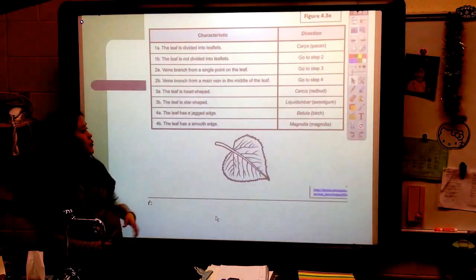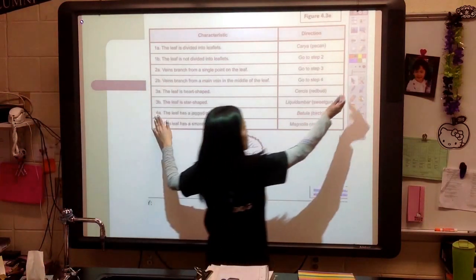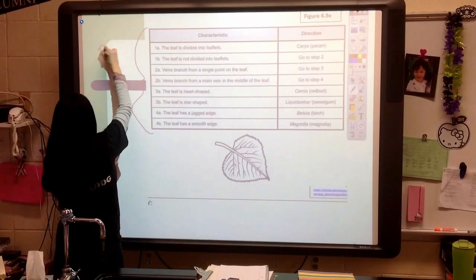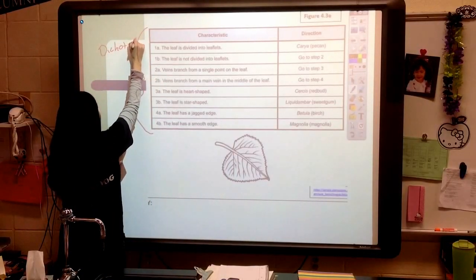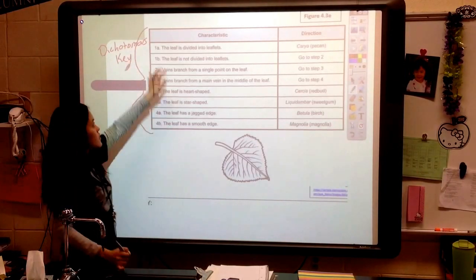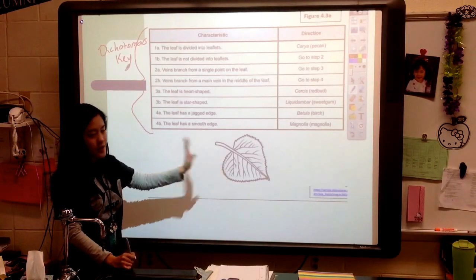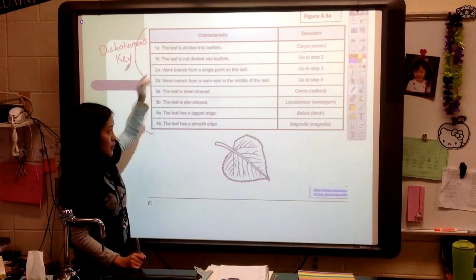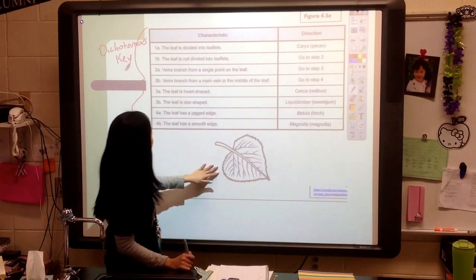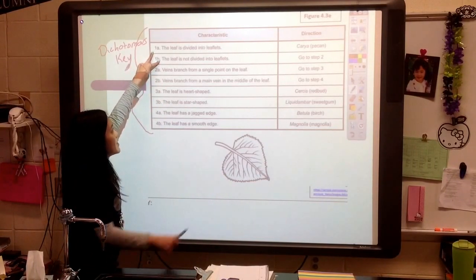Here in your notes you have a picture of a leaf, and this here represents your dichotomous key. So this is a dichotomous key. One thing with a dichotomous key is you always have to start at number 1. Even if I had 5, 6 pictures, on the 6th picture, I would still start at the top of this key. Looking at this leaf right here, what I would do is look between choice 1A and 1B.